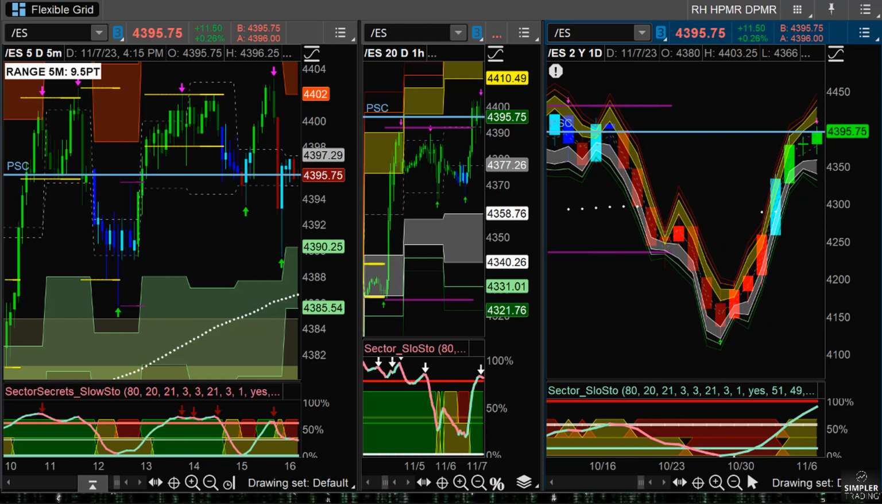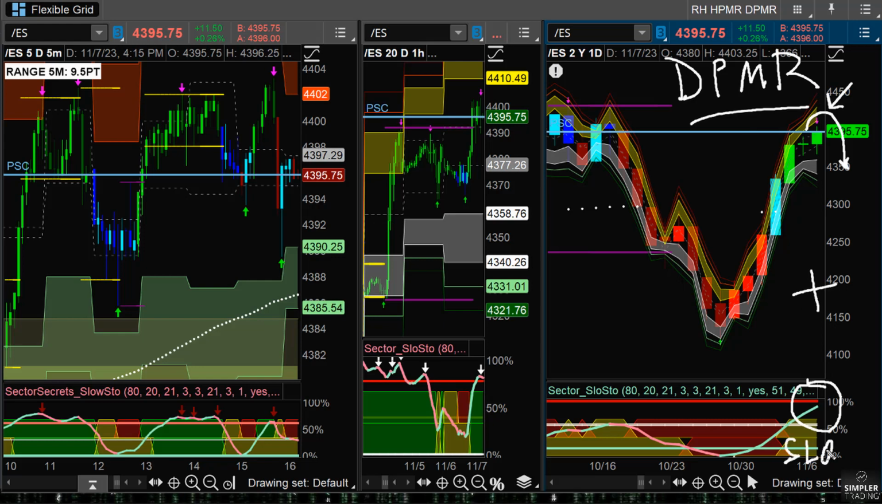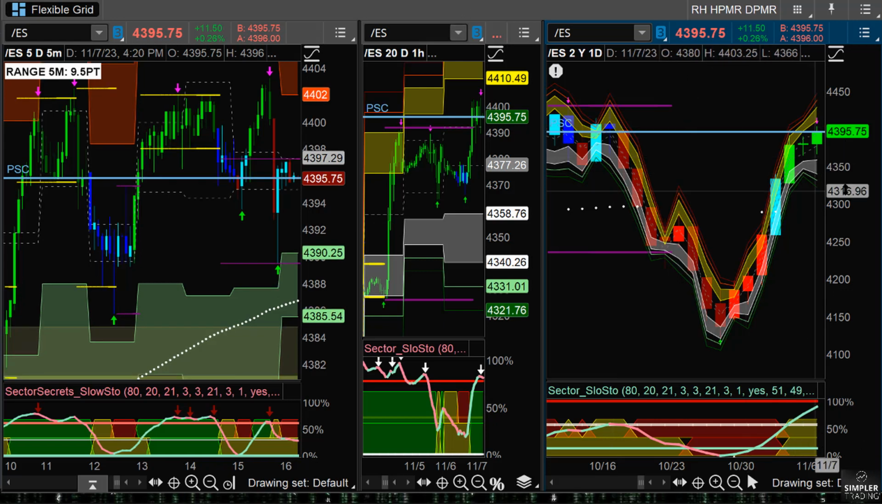It's almost like a rope-a-dope, right? When I see price get up into the yellow zone, the gold zone of the daily price movement range, when I see price get up into that level, and the other thing I'd like to see is the daily price movement range plus the slow stochastic. So if I can get the DPMR plus the slow stochastic, that's exactly where I'd like to see follow through to the downside from that level.